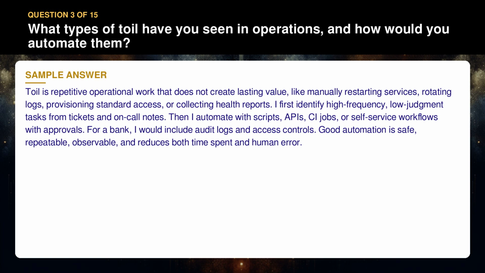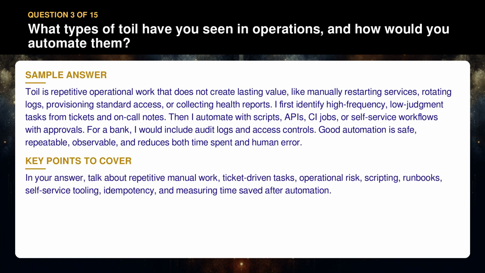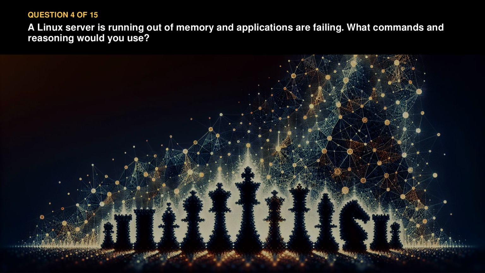Then I automate with scripts, APIs, CI jobs, or self-service workflows with approvals. For a bank, I would include audit logs and access controls. Good automation is safe, repeatable, observable, and reduces both time spent and human error. In your answer, talk about repetitive manual work, ticket-driven tasks, operational risk, scripting, runbooks, self-service tooling, idempotency, and measuring time saved after automation.